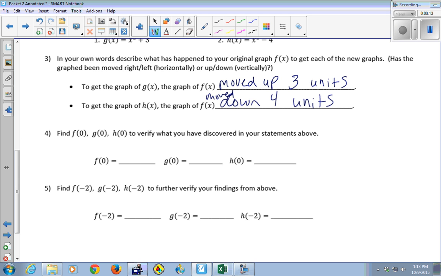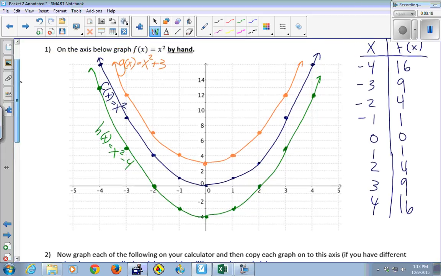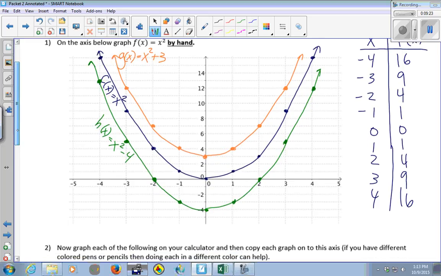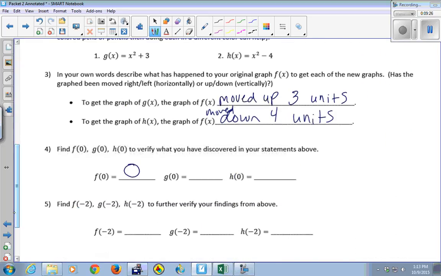All right, so f of 0 was 0. And you can see that in the graph or from my original table. F of 0 is 0. G of 0, if we look at my formula, if you plug a 0 in there, you get 3. And h of 0, if you put a 0 in for x, you get -4. So we can see the relationship there, right? So f of 0 was 0. G of 0 should be 3 because we should add 3 to the y coordinate to move the whole thing up. H of 0 should be -4 because 0 minus 4 is -4.